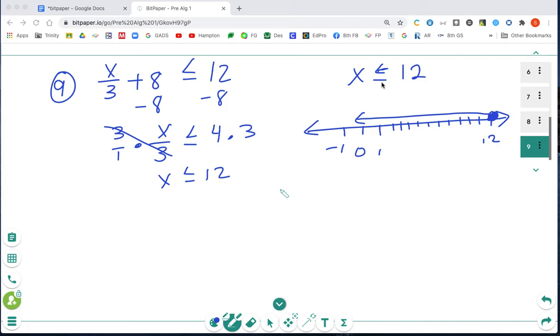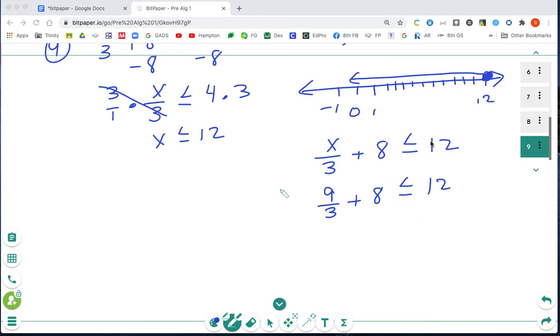So now when I go to check, what I want to do is find a number that's underneath the arrow that 3 will go into. So the next number closest to 12 would be 9. So let's try 9. 9 divided by 3 plus 8 is less than or equal to 12. 9 divided by 3 is 3. 3 plus 8 is 11. And 11 is less than or equal to 12. So we know that it is correct.